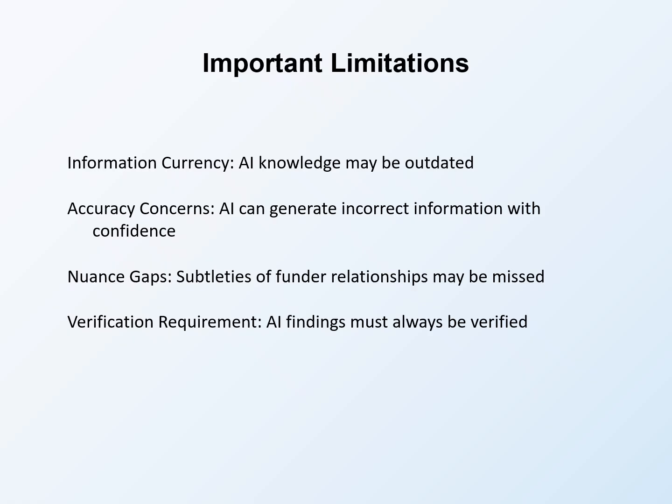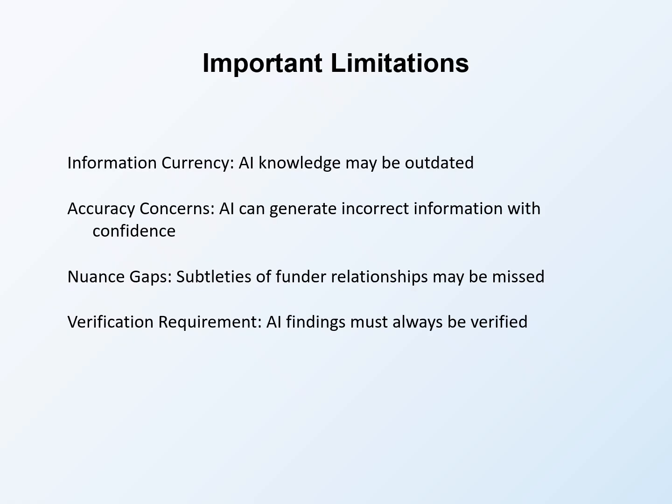Accuracy concerns arise because AI can generate incorrect information while appearing confident. This is sometimes called hallucination. The AI might cite grants that do not exist, misstate foundation priorities, or provide incorrect contact information. You cannot assume AI output is accurate.